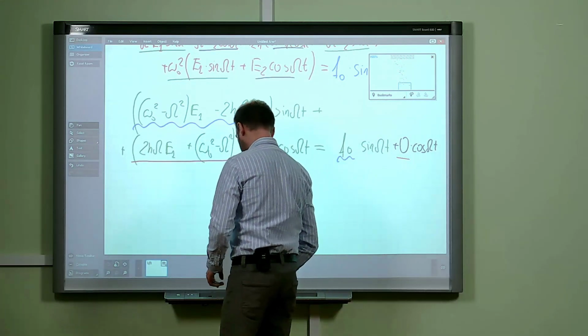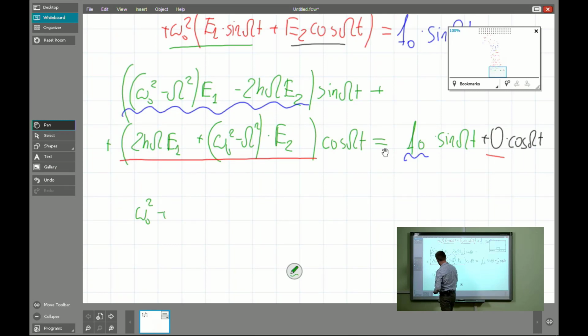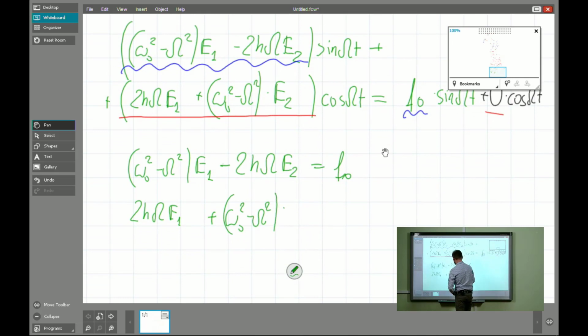Okay, and now we are able to rewrite our case. Here we have omega 0 square minus omega square times E1 minus 2h omega E2 equals F0, and on the other hand here we have 2h omega E1 plus omega 0 square minus capital Omega square times E2 equals 0.